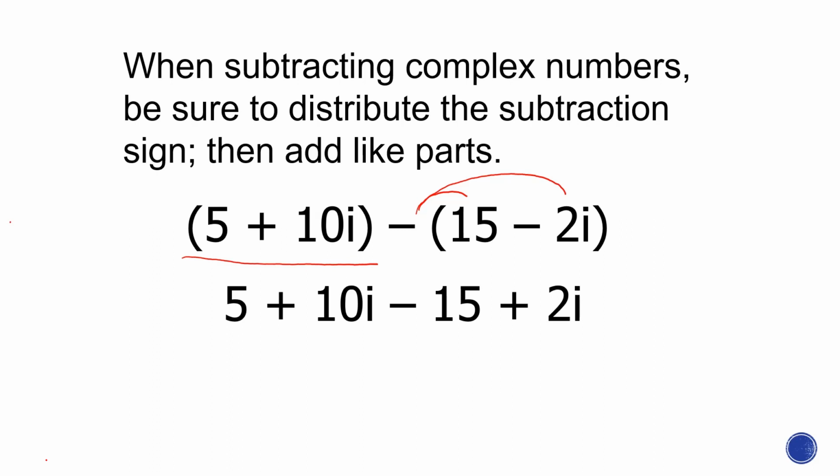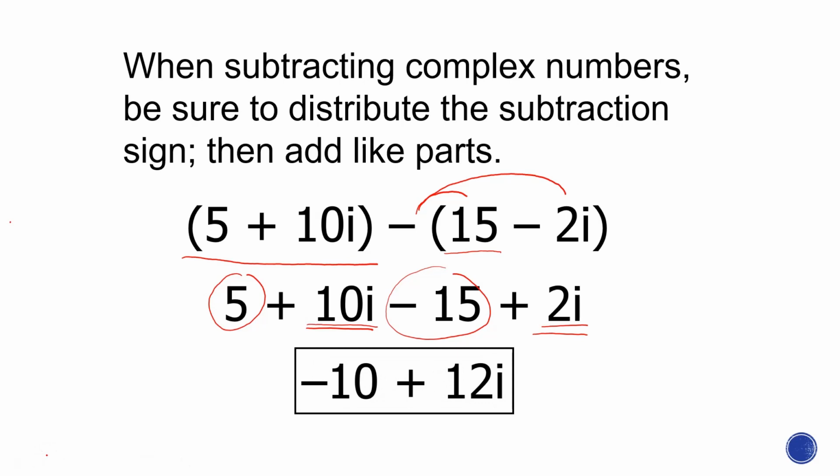So 5 plus 10i, just remove the parentheses. The 15 becomes negative 15. That negative 2i becomes positive 2i. So negative times 15 is negative 15, and negative times negative 2i becomes positive 2i. And here we just need to add the real parts and add the imaginary parts. The real parts are 5 and negative 15, that is equal to negative 10. And then we add 10i and 2i, which is equal to 12i. That is right. So the answer will be negative 10 plus 12i. So that's how we subtract complex numbers.